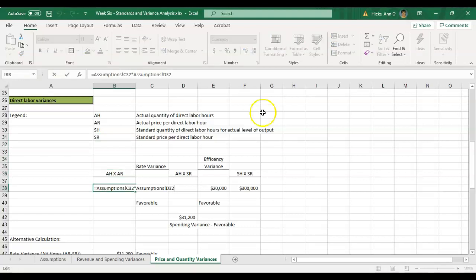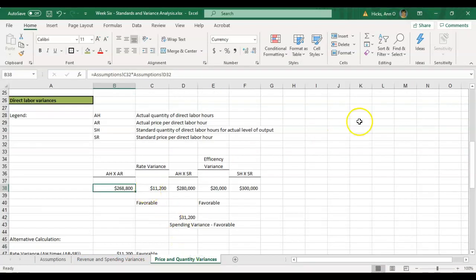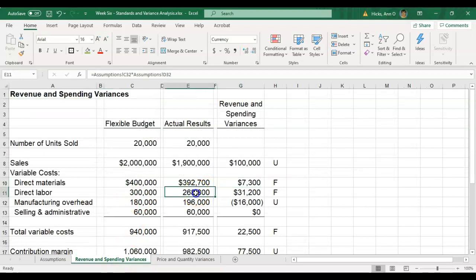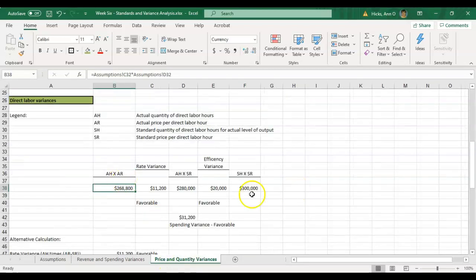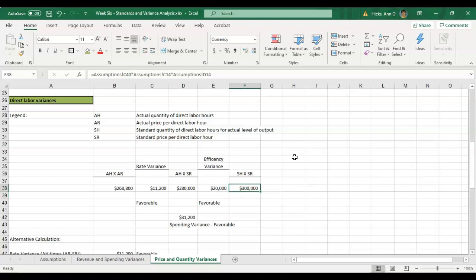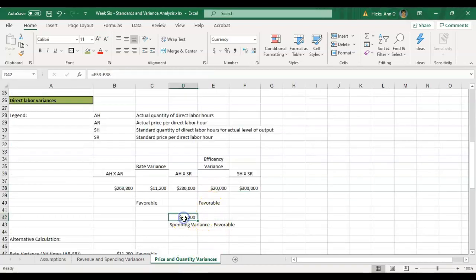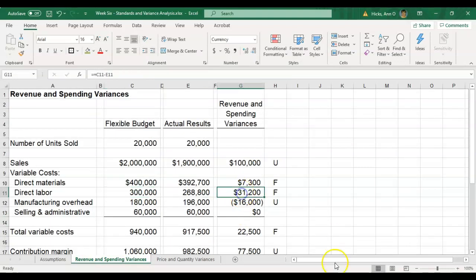Actual hours times the actual rate is just the 28,000 times the 9.60. That was, if you go back to this worksheet, our actual results. Then we'll walk over to the far right and we'll take the standard hours times the standard rate. That's effectively our flexible budget of 300,000. And you can see that in the worksheet from last week. Down here, I've calculated the difference between those, which is the 31,200 favorable spending variance. Again, we calculated that last week.